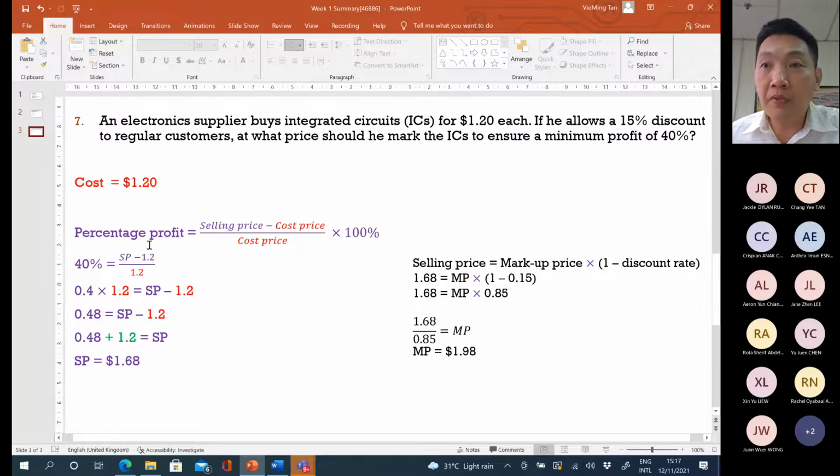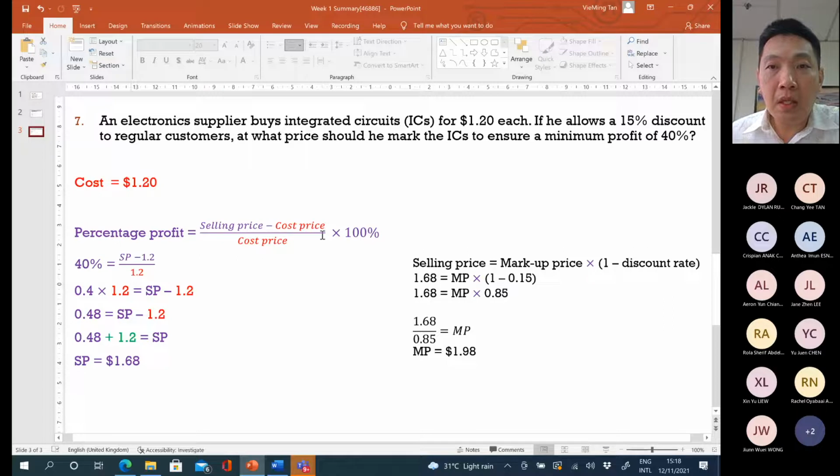Okay, so percentage profit is 40%, so I substitute to here. Okay, 40%. So 40% means 0.4, 40% means 40 divided by 100. So I get 0.4. Okay, you can do it step by step. Okay, selling price we don't know. Cost price is $1.20, from here for 1 unit. So we substitute to here, for both numerator and denominator.